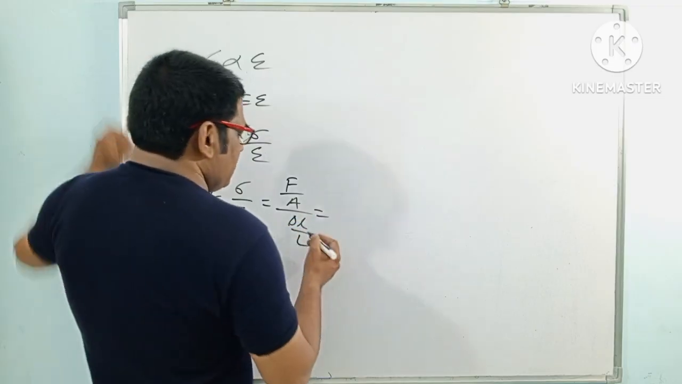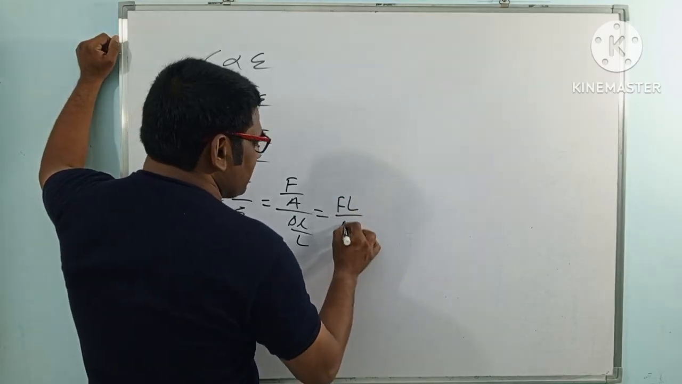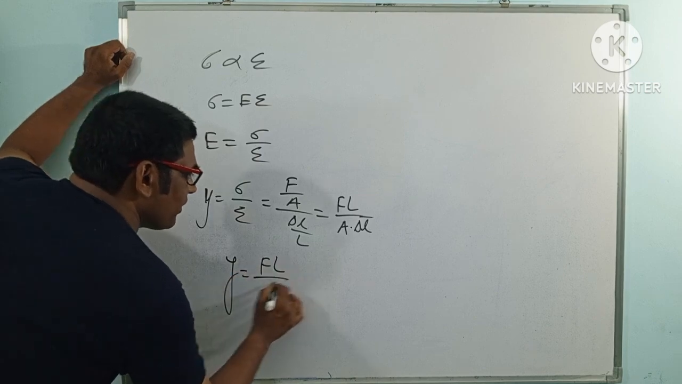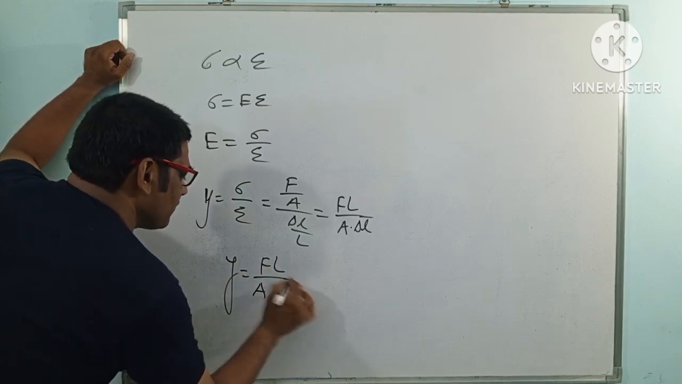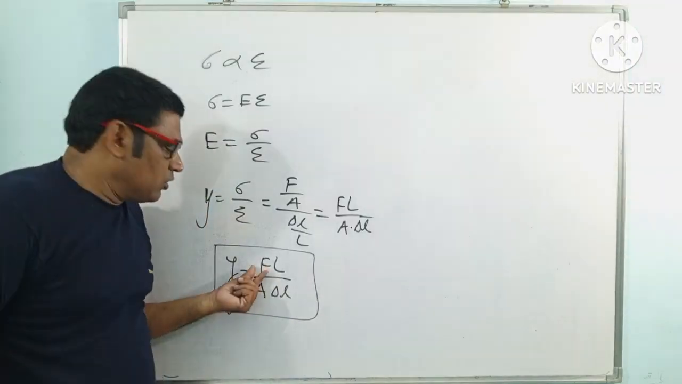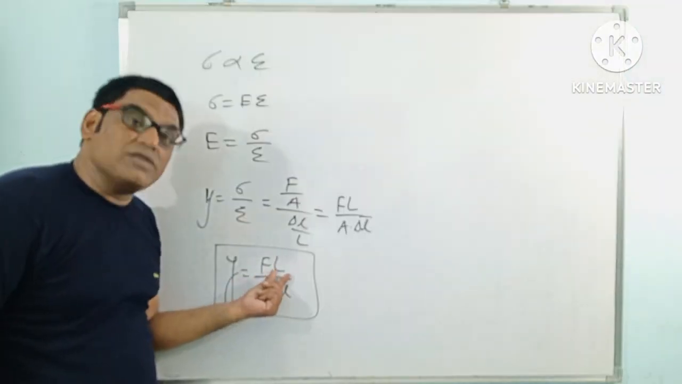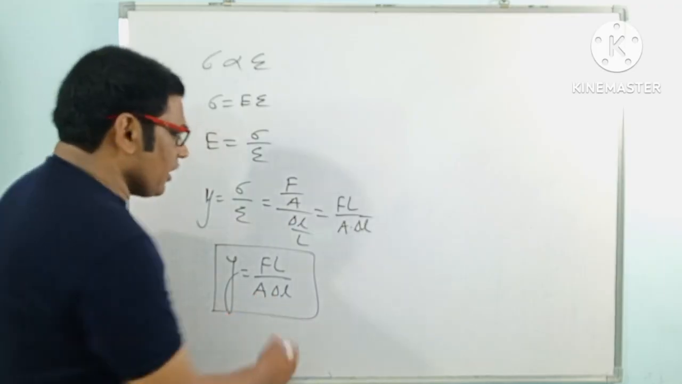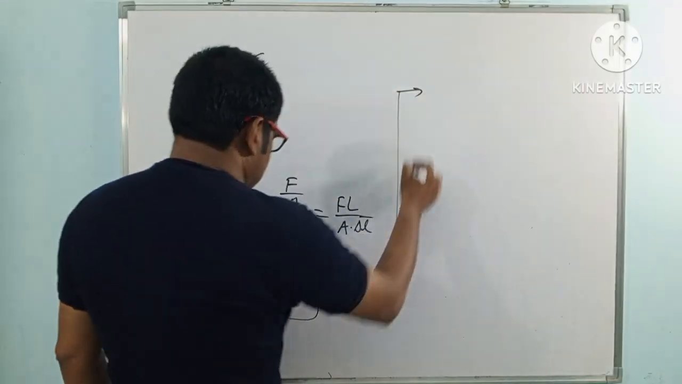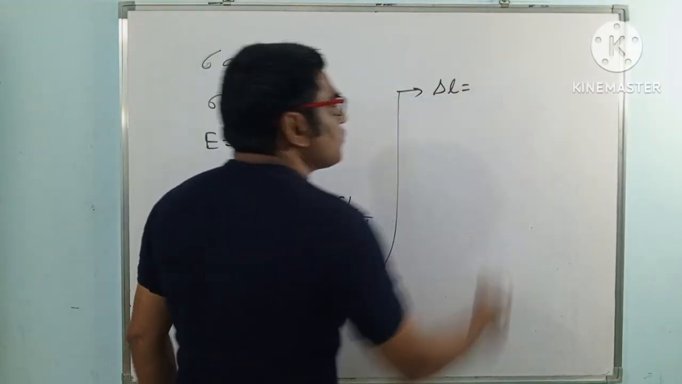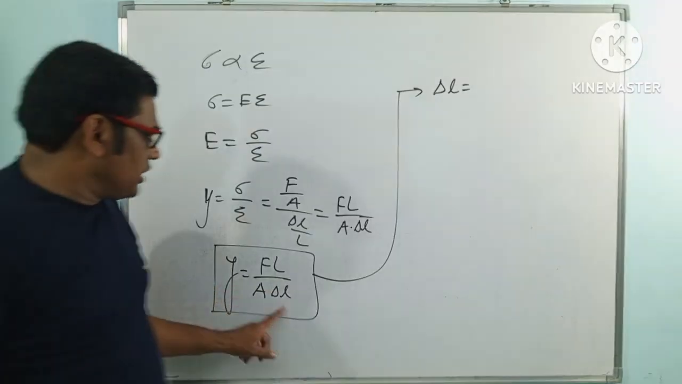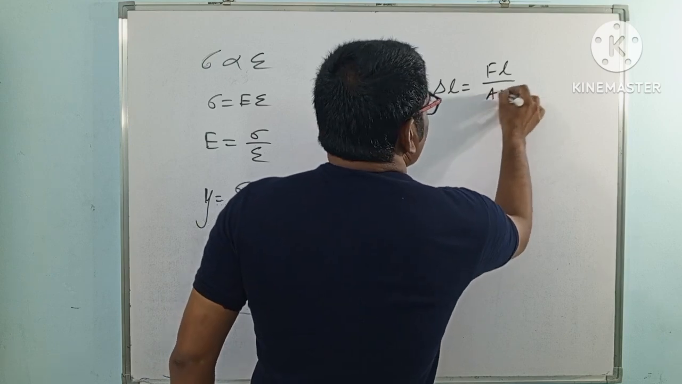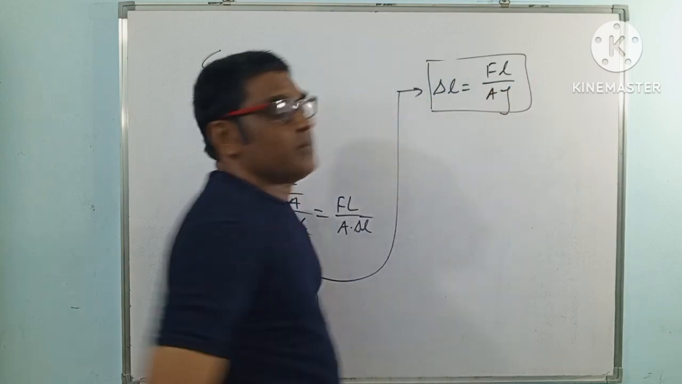So here if you modify this, Y is equal to FL divided by A into delta L. This formula you must remember. Young's modulus is equal to load, that is force, times original length, divided by cross-sectional area and delta L, change in length. Or you can also modify it like this: if somebody asks you to calculate delta L, you will take it on this side, Young's modulus on this side. So delta L is FL divided by A into Young's modulus. This formula also you can remember.